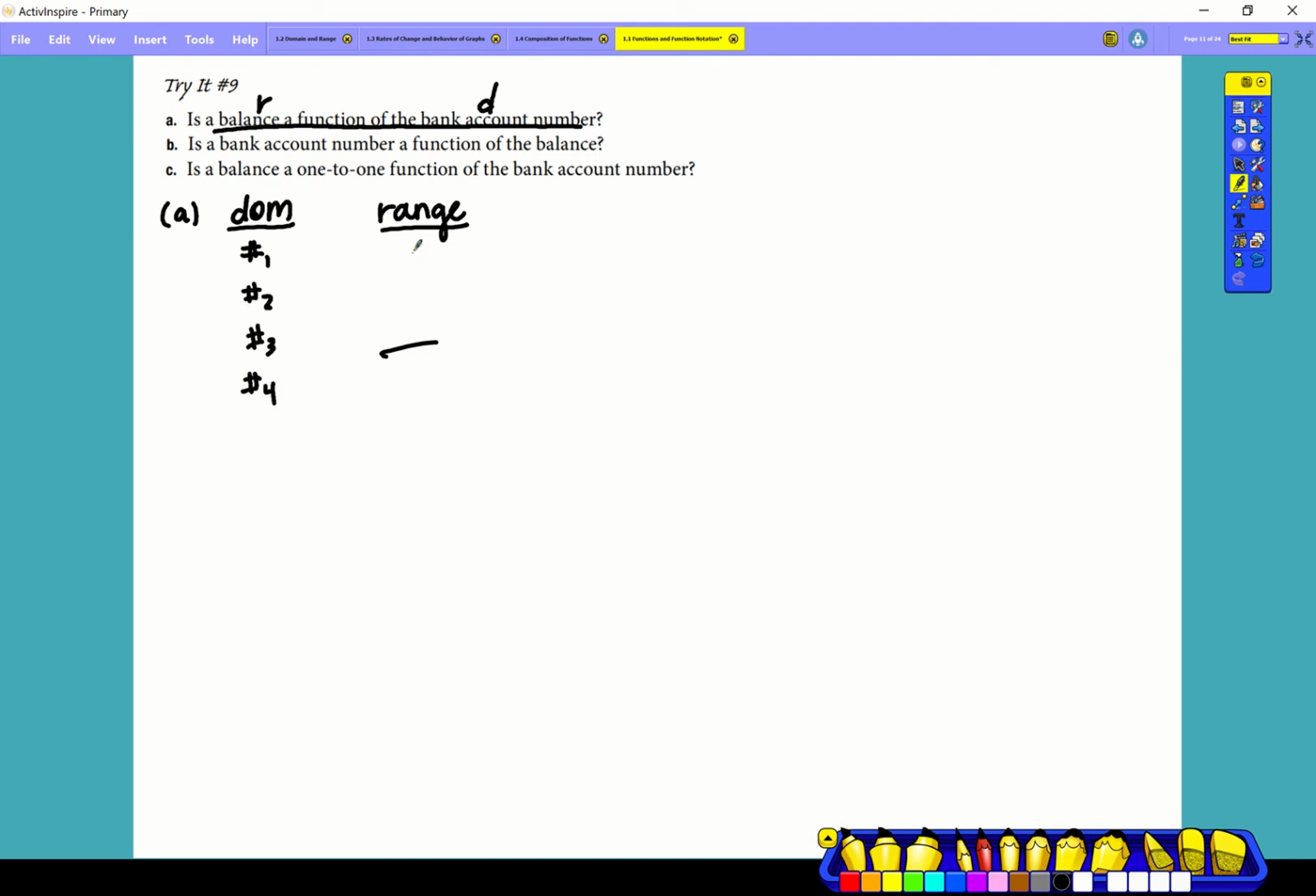Now let's say we have balances. Balance 1, balance 2, balance 3, and then that's all we're given. So what that means is that maybe these two guys have the same balance.